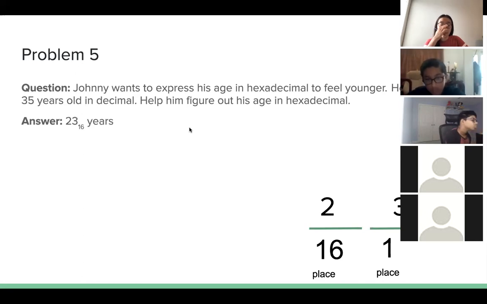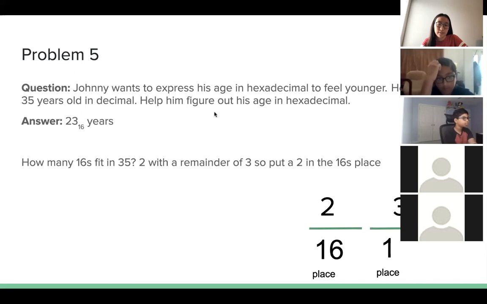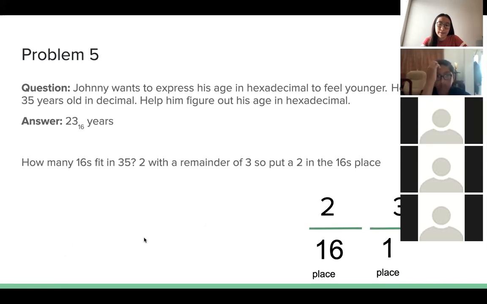Okay, well, if he's 35 years old in decimal, 23 is how you would write it in hexadecimal. So you're asking yourself, there's going to be a 16s place and then a ones place. How many 16s fit in 35? That would be 2, and then you have a remainder of 3. So if you put a 2 in the 16s place and a 3 in the ones place, that equals 35.